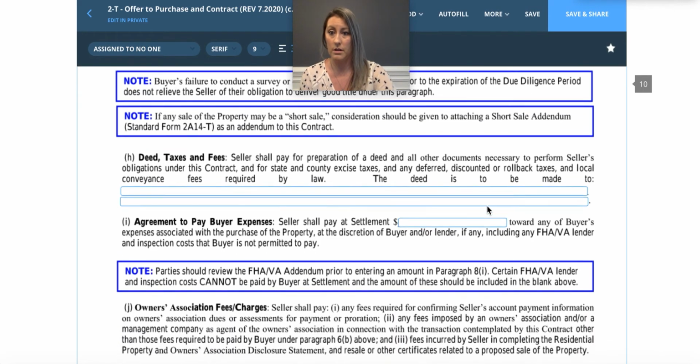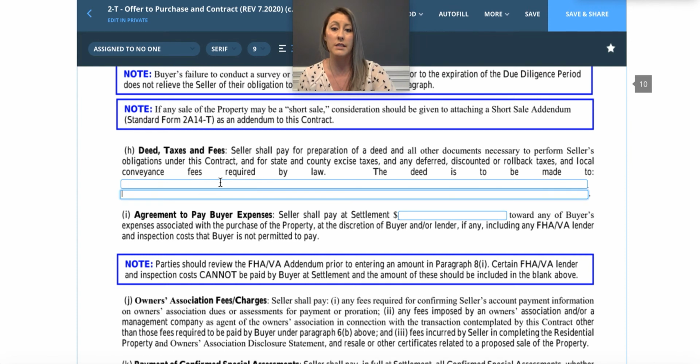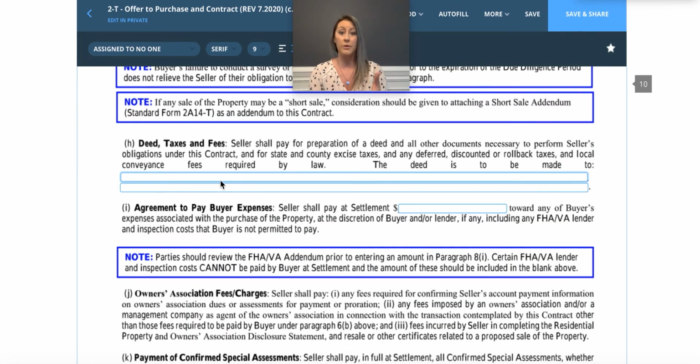All right, scrolling down. Deeds, taxes, and fees. You are going to put the full legal name of your clients, who the deed is going to be made out to. So this is Jane and George Jetson. Oops, I didn't follow my own advice. So, Jane Jetson and George Jetson. Again, keep them separate. Don't do what I just did. And agreement to pay buyer's expenses. This is closing costs. So, let's say, again, in a normal market, because apparently nobody's asking for closing costs right now.